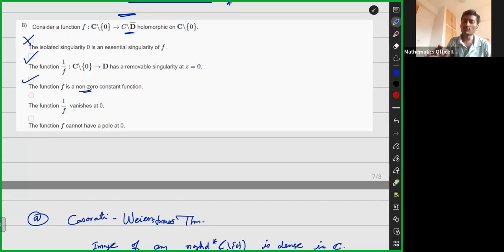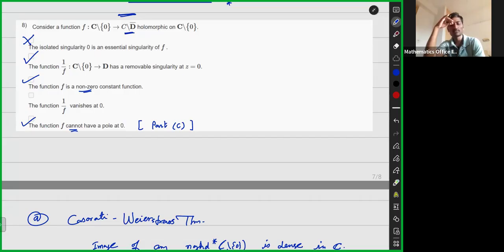Right. So now we have two more options to check. For the function 1 by f, we have to check whether 1 by f of 0 is 0 or not. Function f cannot have a pole at 0. Okay, wait a minute. We are going to use part C everywhere. So part C implies this. This is correct, it cannot have a pole. Because it is an entire function, once it is a non-zero constant function, it is entire, so it cannot have a pole at 0, right? Or how about part D?